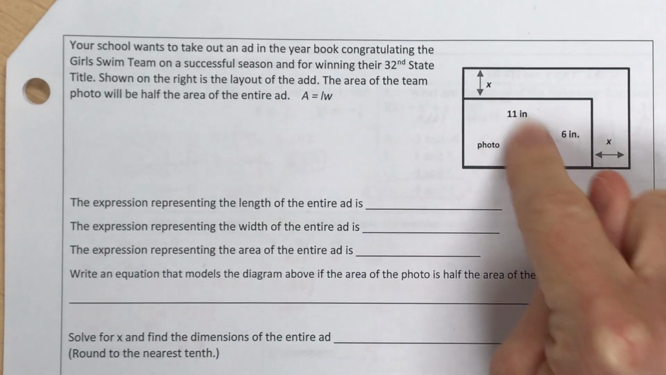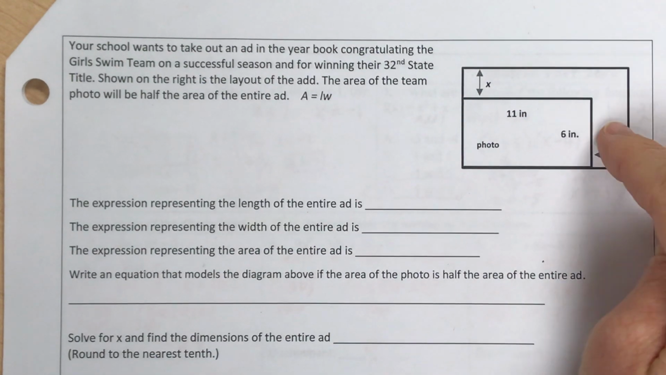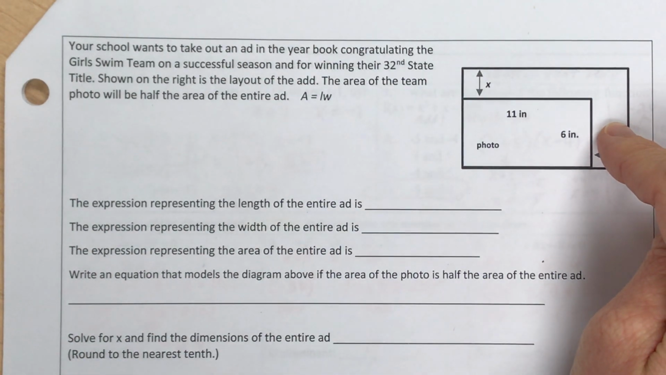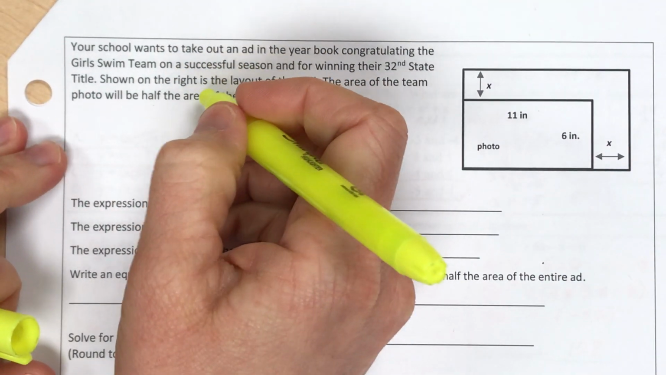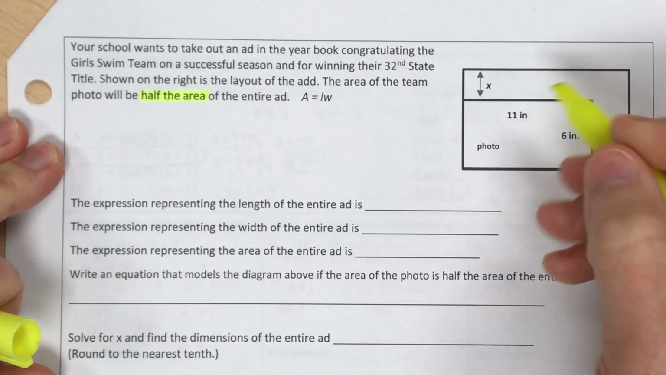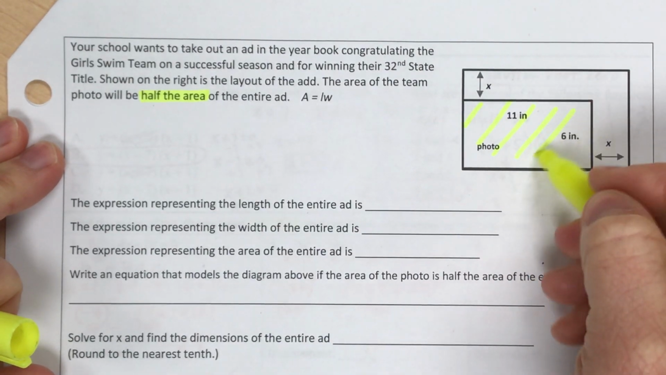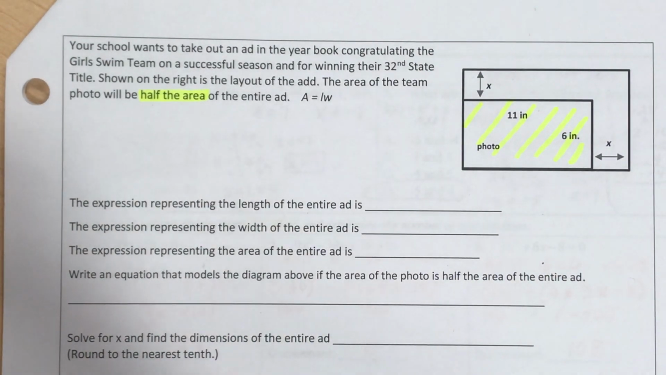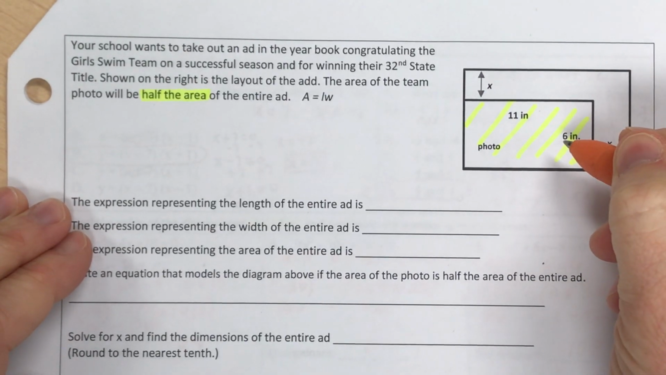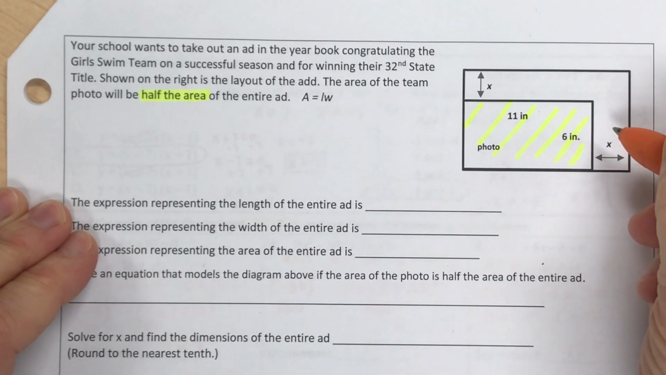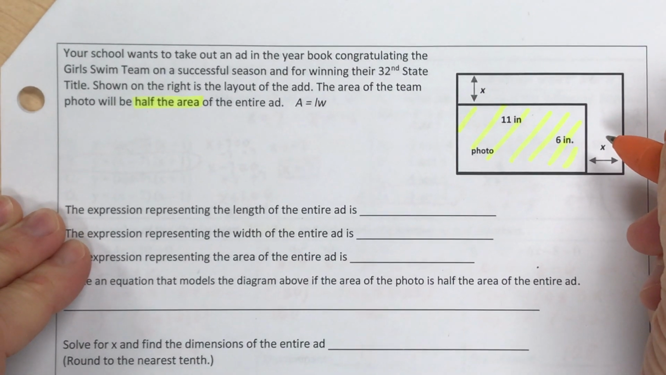Shown on the right, this picture is the layout of the ad for the newspaper, and then it says the area of the team photo will be half of the area of the entire ad, and that's something that we need to definitely pay attention to. The photo is going to take up half the total ad space, and so let's find the area of the photo, and if we double it, we'll get the area of the entire ad.